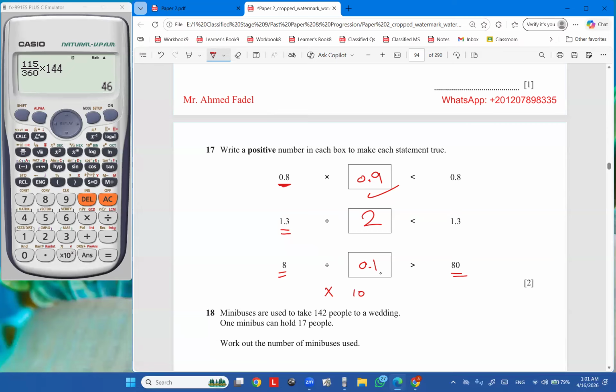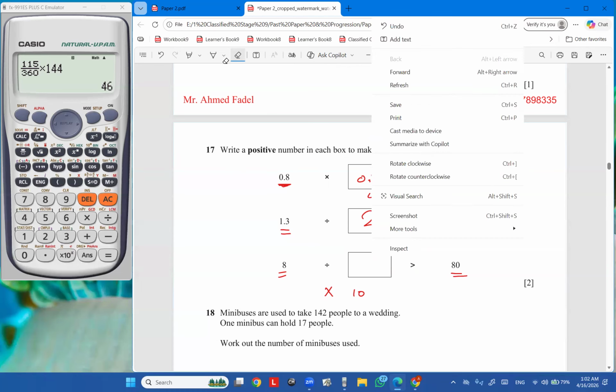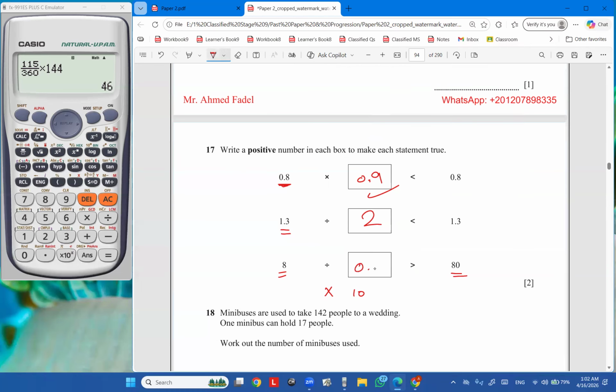Then I want a number that is smaller than 0.1. Anything smaller than 0.1 could be 0.09, which is smaller than 0.1, or 0.01 itself, which means that you're multiplying by 100. We learned this before, so let me erase this not to confuse you. We learned that if you divide by 0.01, it is the same as multiplying by 100, right? So this is one thing that is going to give you an answer that is greater than 80.